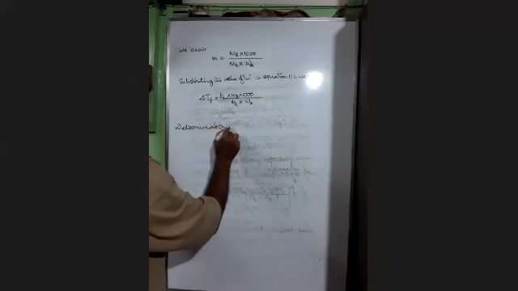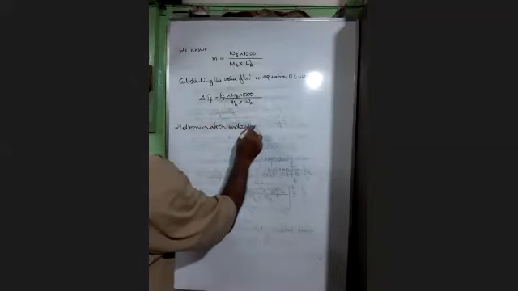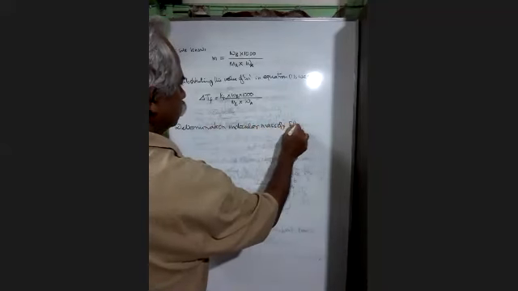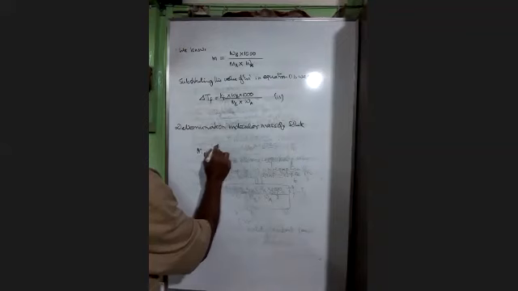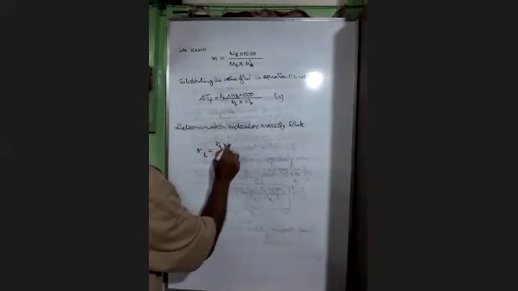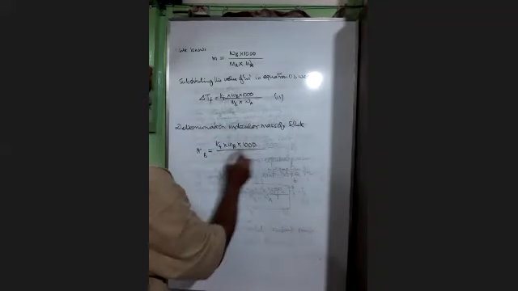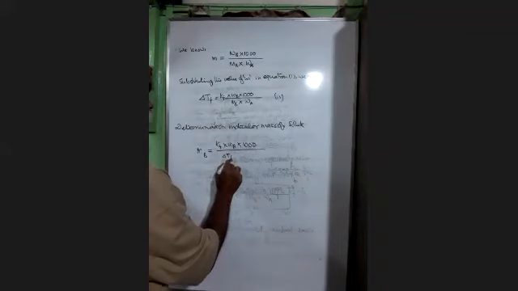Then determination of molecular mass of solute. So this is equation 2. I will not do it again, I just simply transfer it. MB is equal to what? KF into WB into 1000 divided by delta TF into W. So this is the equation.